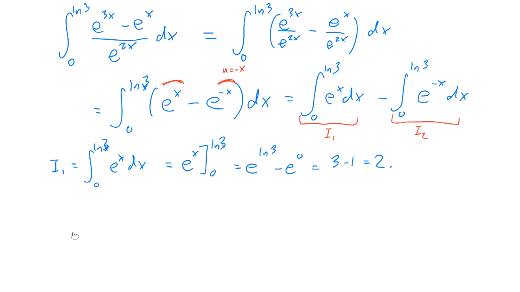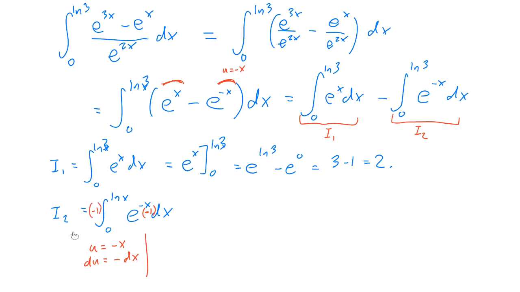And then for integral 2, I'm going from 0 to natural log of x of e to the negative x dx. And this is the one that requires a U-substitution. I'll let u equal negative x, so du is negative dx. So I need to multiply by a negative 1 right here. And I can cancel that by multiplying by another negative 1.